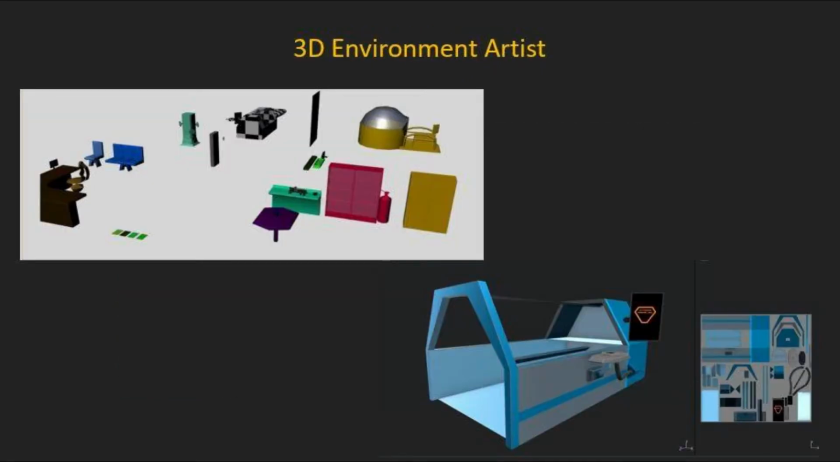As the 3D environment artist, I create the majority of the assets and props used for the game. I first create the asset in Maya before taking it into Substance Painter, where it will be textured and then exported out into Unity, where our programmer, Corey, will create the environment using them.